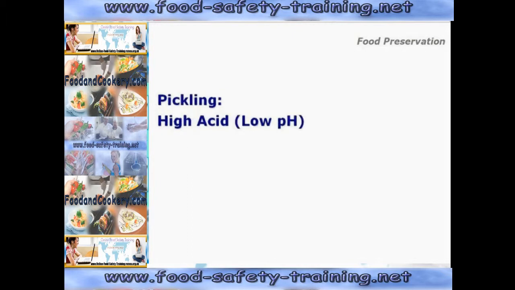Pickling is a food preservation process. That's when we use a high acid liquid. Now that could be vinegar or acetic acid or even lemon juice. Acid has a low pH and that will kill bacteria, and certainly bacteria won't grow in a low pH, high acid environment. So pickles, chutneys, etc. Another good method of natural food preservation.